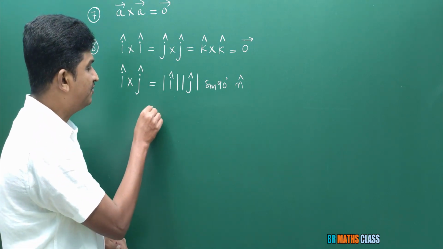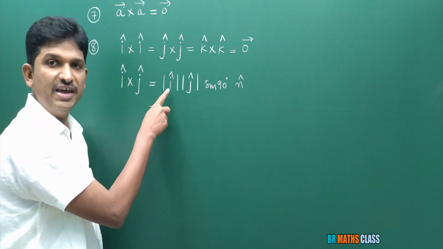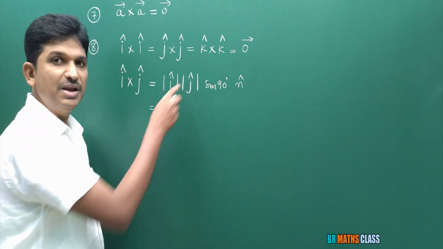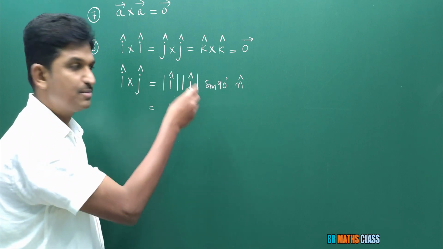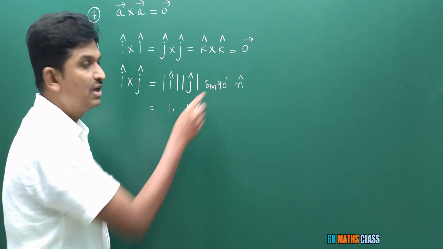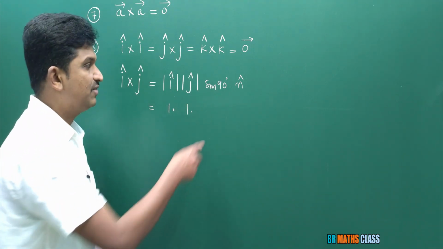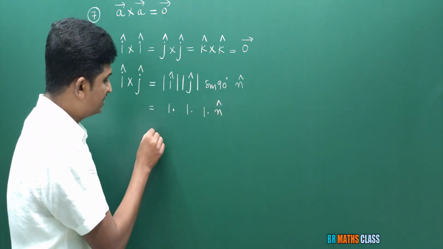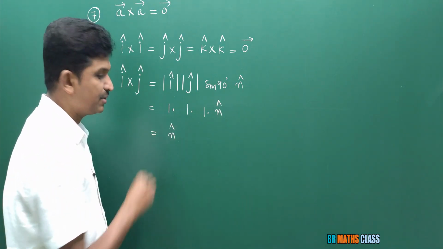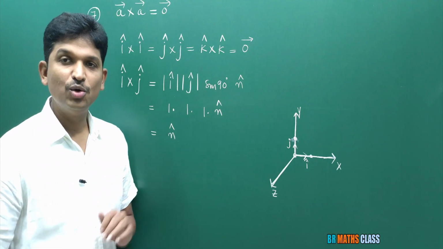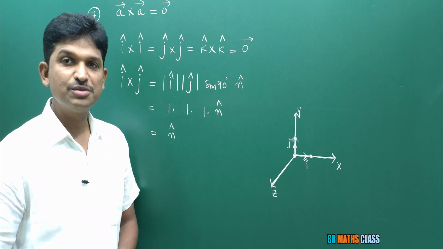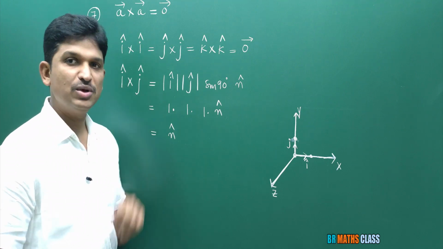Okay, if I simplify this, what is the magnitude of I cap? I cap is a unit vector, its magnitude is 1. Similarly, J cap is a unit vector, its magnitude is 1, into, from the trigonometry table we know this value, sin 90 degrees value is 1. 1 into n cap is the same as n cap. I got n cap here. What is n cap? N cap is a unit vector which is perpendicular to I cap as well as J cap.